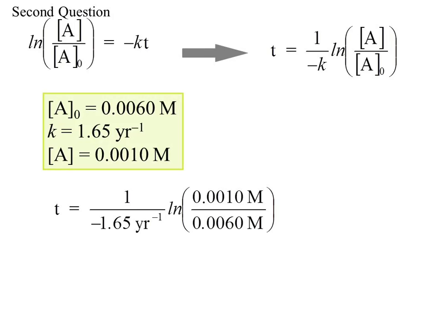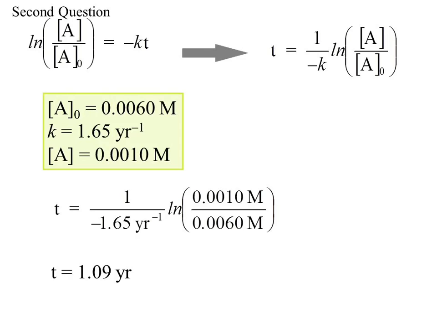Okay, so substituting in, we have 1 over negative 1.65 years inverse times the natural log of A over A0. A was our concentration of interest, 0.0010 moles per liter, and A0 was that initial concentration, 0.0060 moles per liter. Again, get some practice at this with your calculators. Sometimes with the calculator, I'll do it a couple times to see if I get the same answer. So round to two significant figures, or I guess three, I'm giving myself three here. The time is 1.1 years or 1.09 years. I would take either one of those.